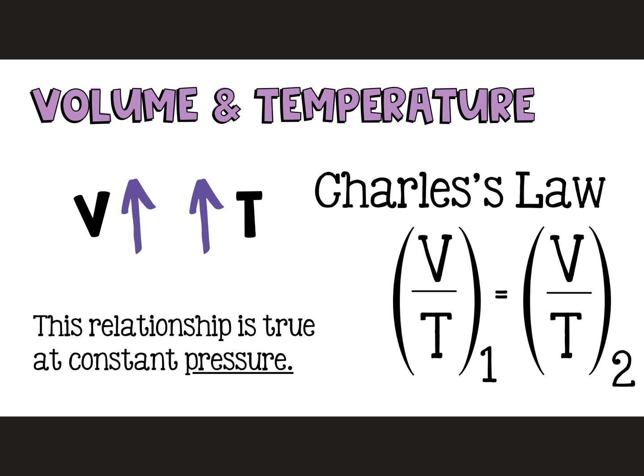As volume goes up, temperature also goes up at a constant pressure. We use Charles' law to show this. So V1 over T1 equals V2 over T2. That means that the initial volume divided by the initial temperature is equal to the final volume divided by the final temperature. Volume and temperature are directly proportional.